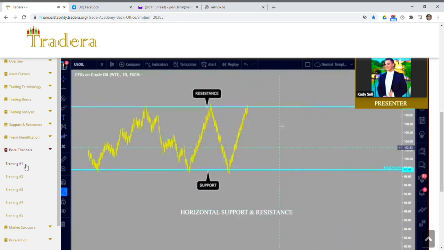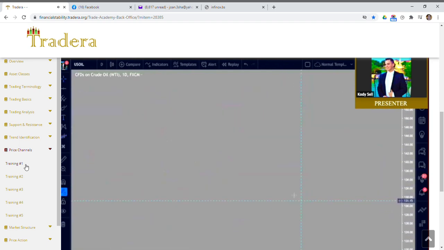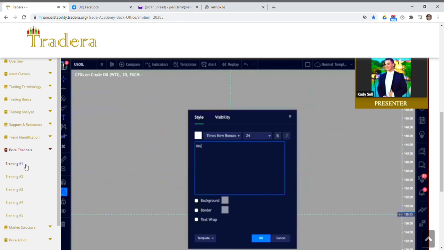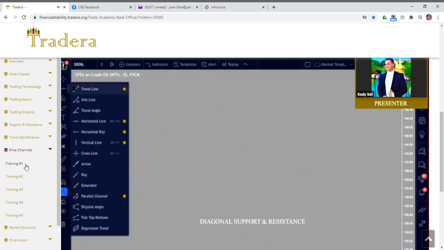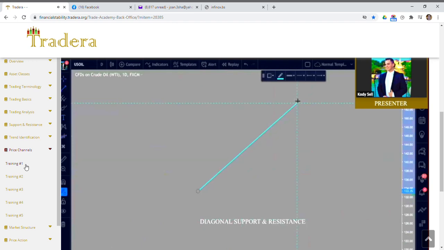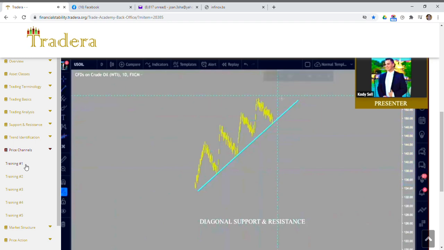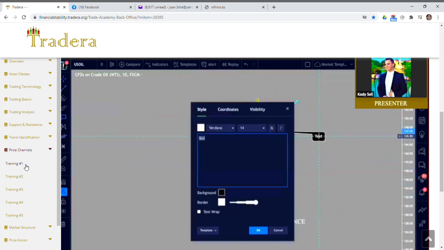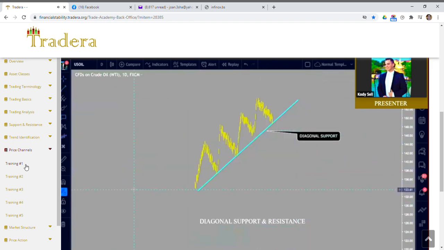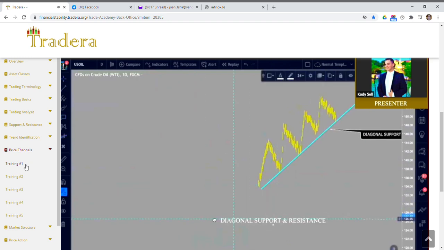There is also diagonal support and resistance. So what is diagonal support and resistance? Well, it's pretty much the exact same thing. So here's our diagonal support and resistance. In the case of an uptrend, we mark our support typically like so. So in this case, it is acting as diagonal support.